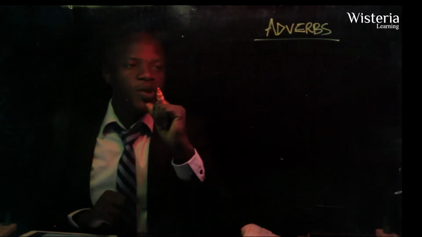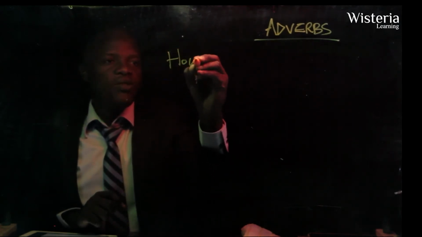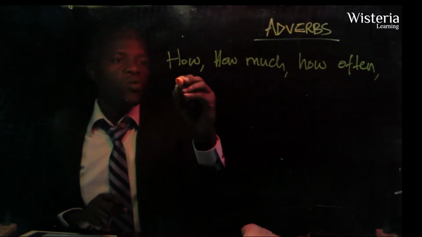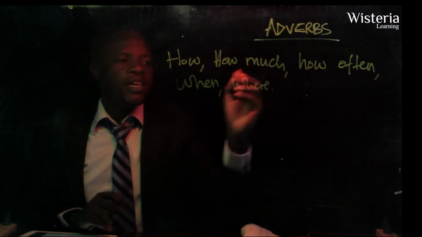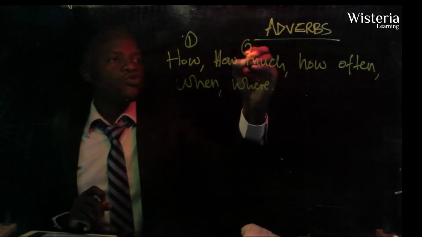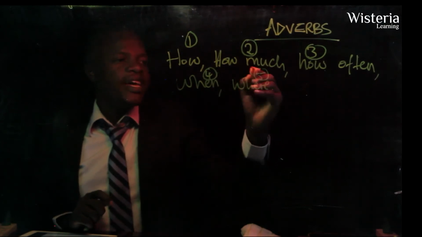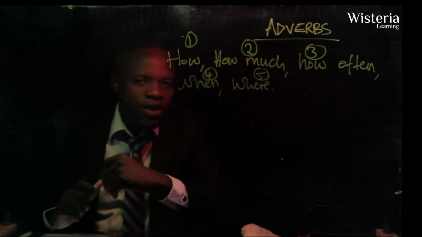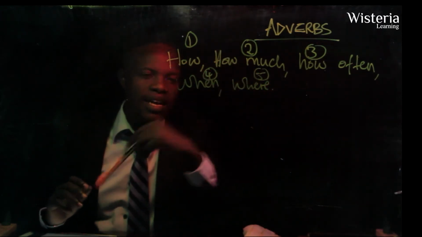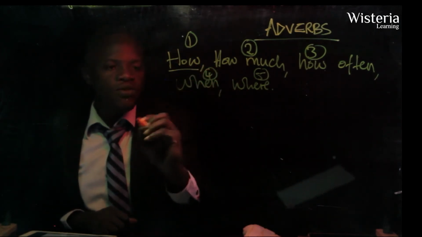So an important point to note is that adverbs answer these questions: how much, how often, when, and where. So let's see if we can count these ones. 1, 2, 3 for how often, 4 for when, and 5. So if you have a word in a sentence that is somehow answering any one of these 5, then most likely that word is an adverb.